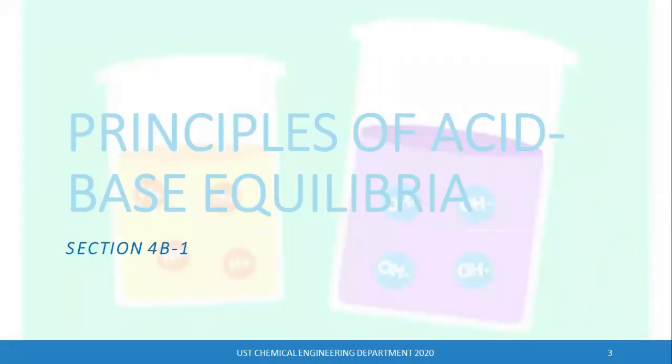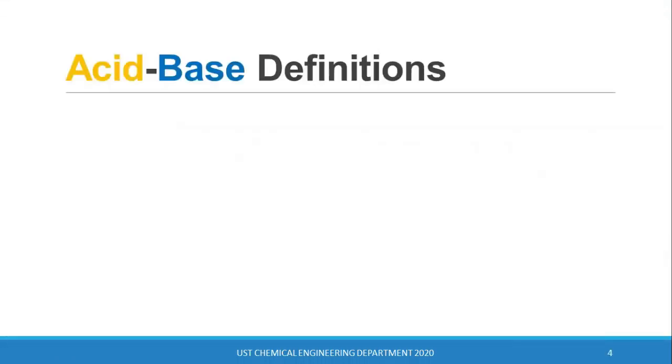So now, let us start with the principles of acid-base equilibria. How do we know if a substance is an acid or a base? In this lecture, three different definitions will be introduced. Let's start with the Arrhenius definition.